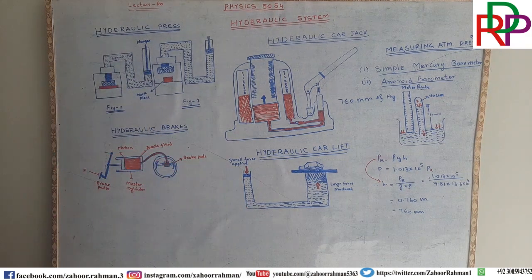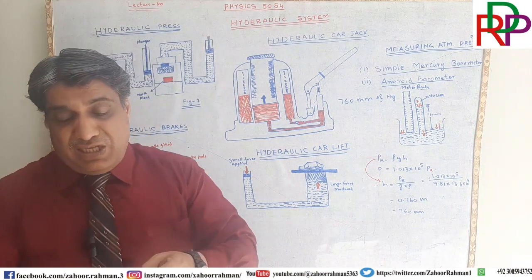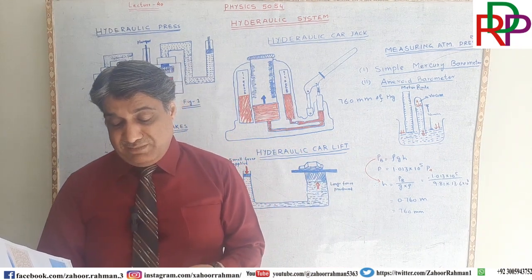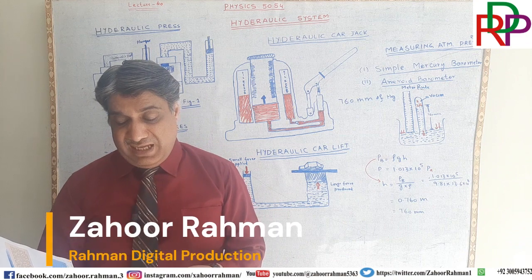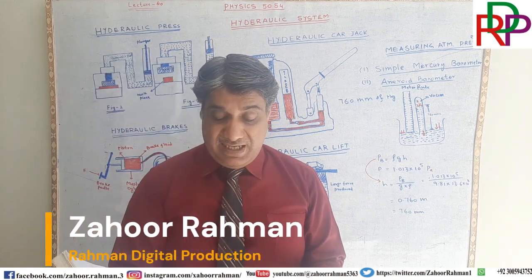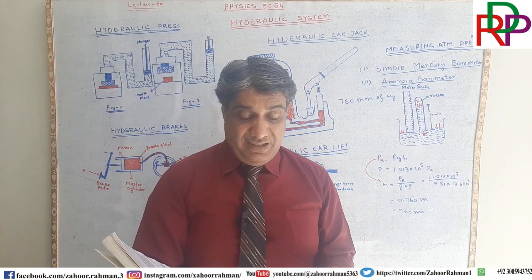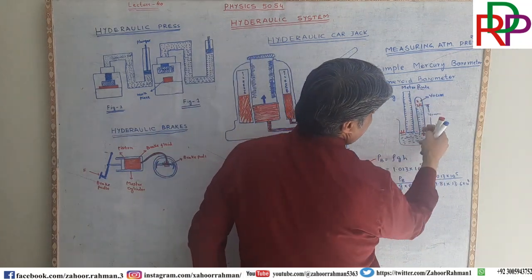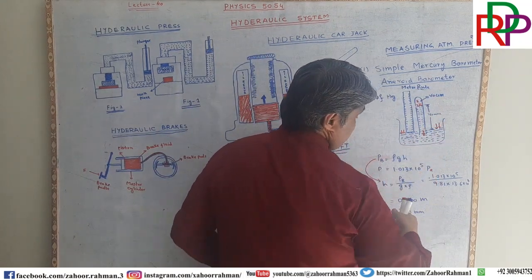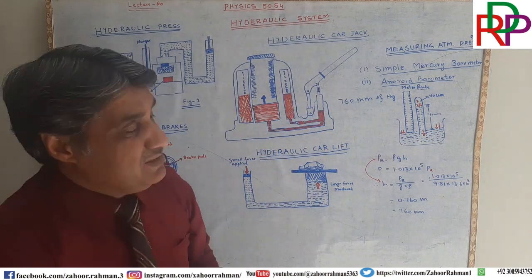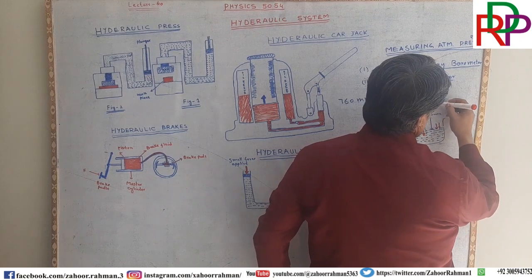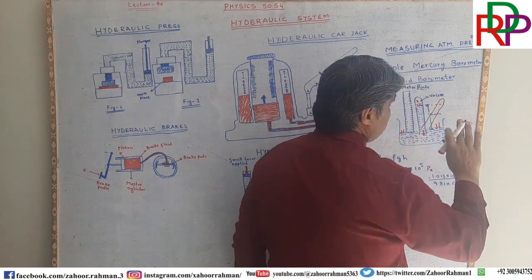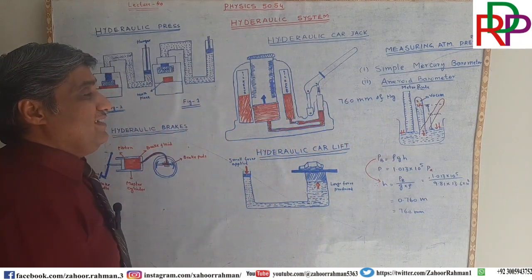There is a paragraph of the book which I want to read as it is. It must be noted that the vertical height of the mercury is dependent only on the pressure outside the tube. It doesn't depend on the tilt of the column. So if you are tilting this column, for example, this tube is like this, again it will be here. So it means that it doesn't depend on the tilt of this tube.